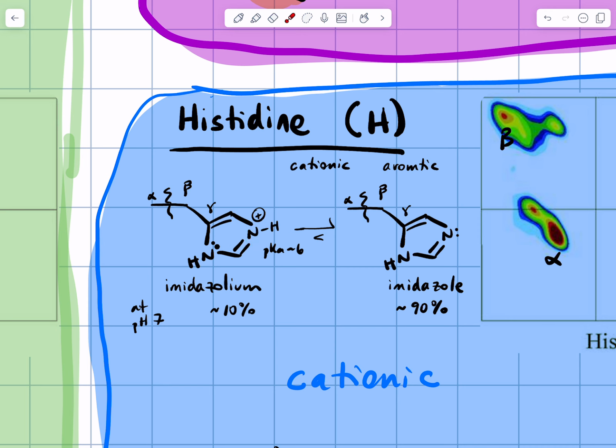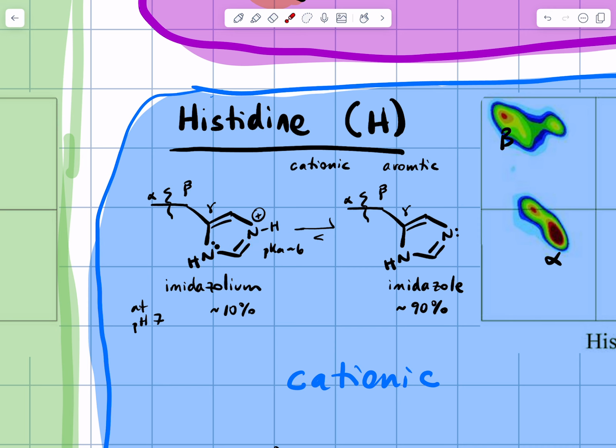So histidine is often found in enzyme active sites. It can act as an acid to lose its proton, or it can act as a base where this nitrogen picks up a proton. We'll see that a little bit later on when we talk about the catalytic triad in some proteases. Questions about histidine?